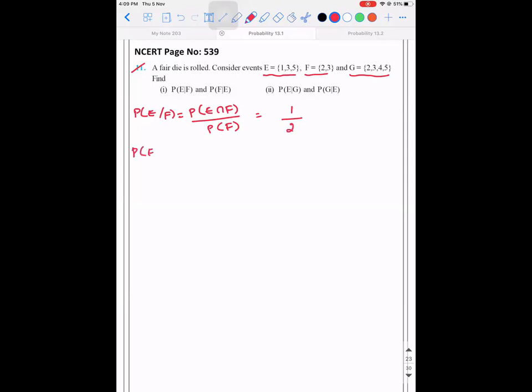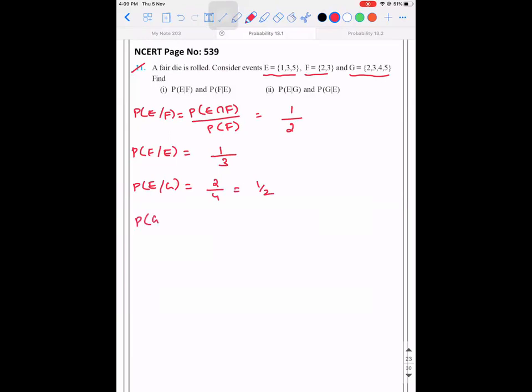So what is the probability of F given E? 1 by 3. Similarly, what is the probability of E given G? 3 and 5 are common, so 2 by 4. Yeah, that's right.